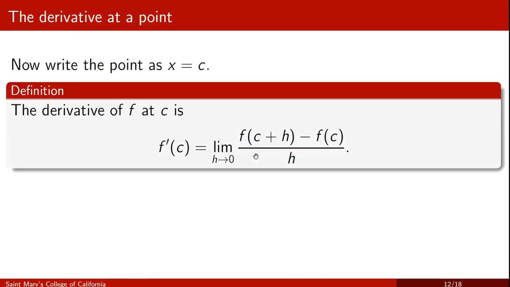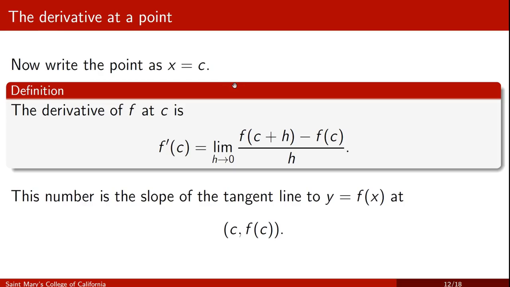And so in particular, what we're talking about is taking a limit. We're taking the limit of that function as h approaches 0. And at this point, we've specified a point C. So the derivative of the function f at the point C is given by this whole thing as h goes to 0.